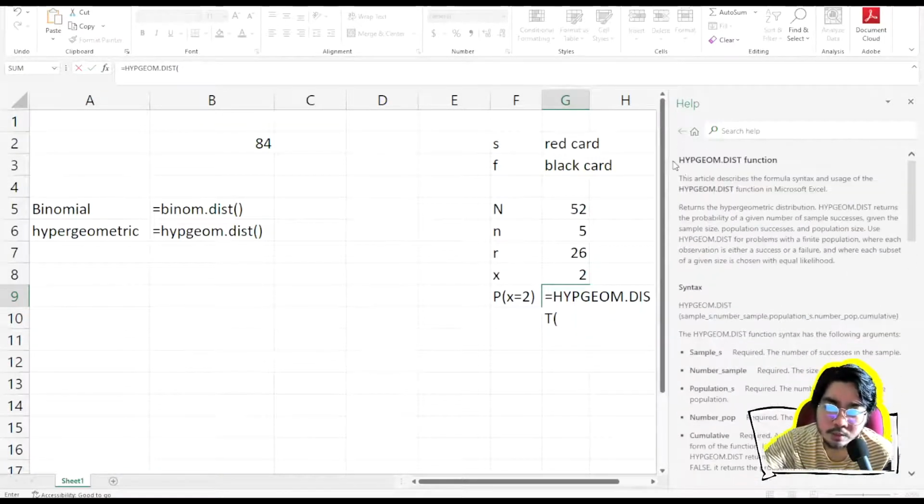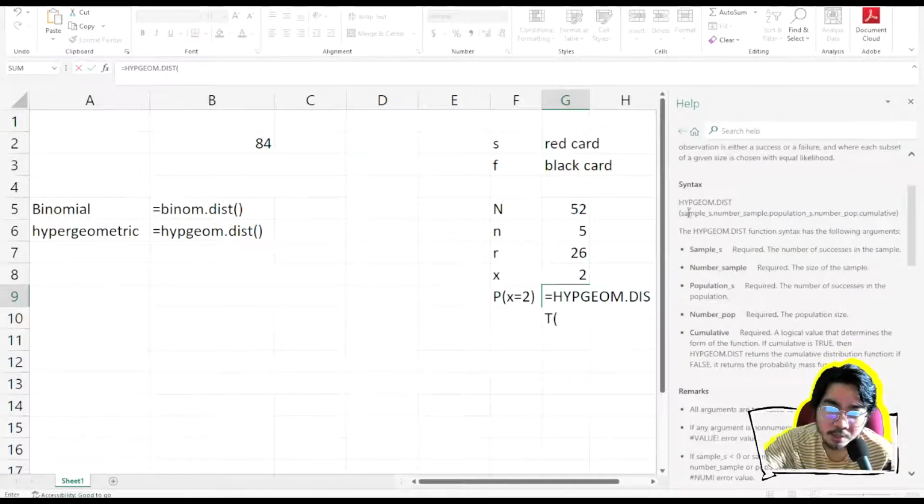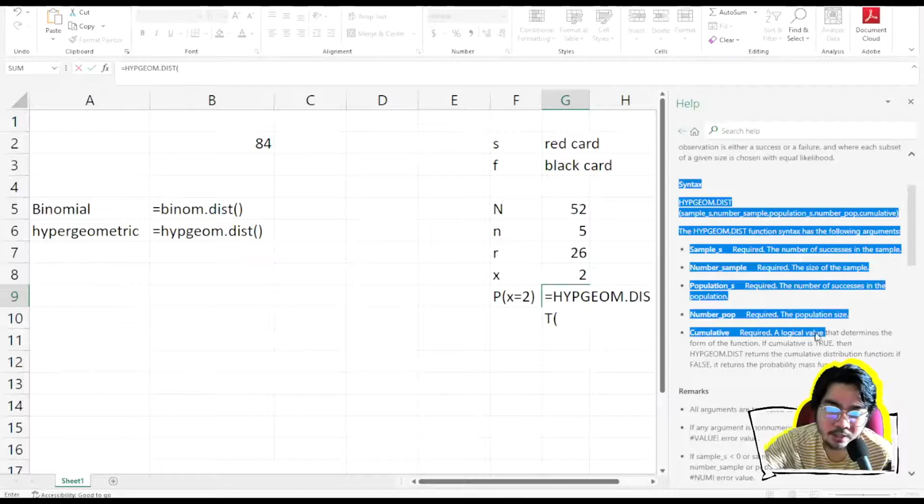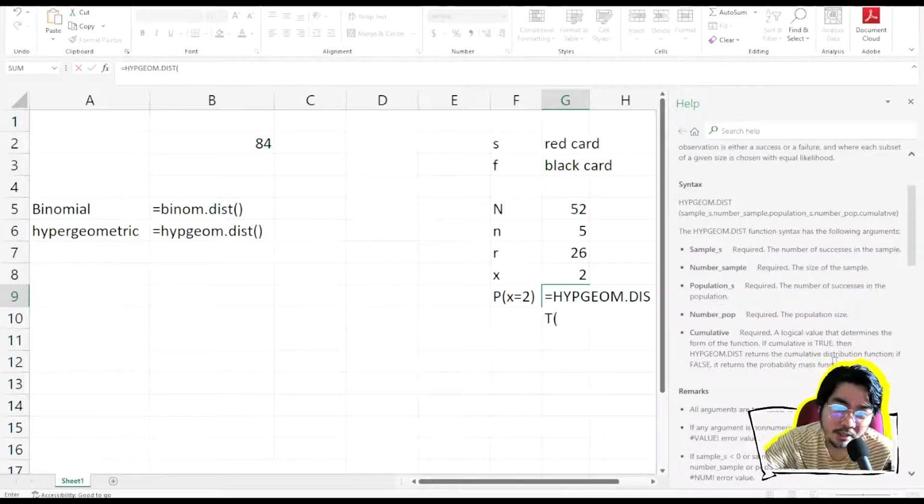It has background information on how it solves the HYPGEOM.DIST function. But in most cases, what's important to us is how the syntax is used. Okay? So sample_s, and it's also indicated there whether it's a required or optional parameter or argument.